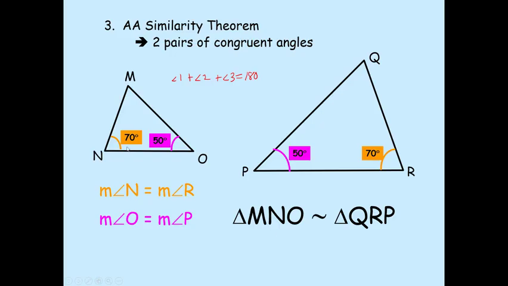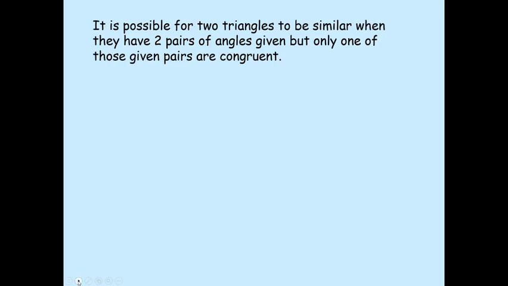Because if you add, so let's put this right here, 70 plus 50 plus some other measurement is 180. These two are 120. Subtract that from 180. You're going to get 60. Both of these angles up here would have to be 60 degrees, because these angles have to add up to be 180 degrees. So two angles give you similarity.